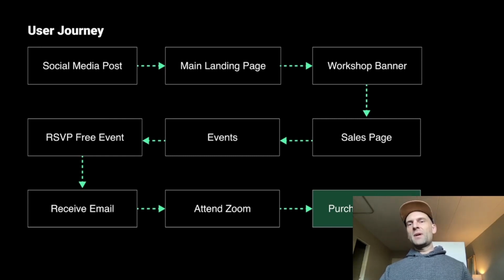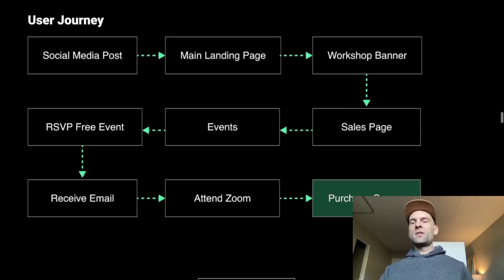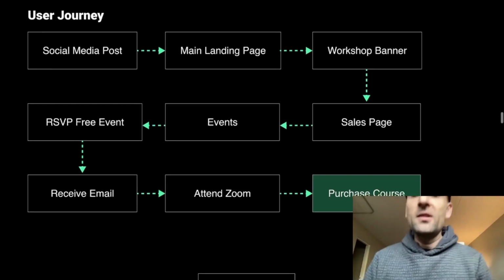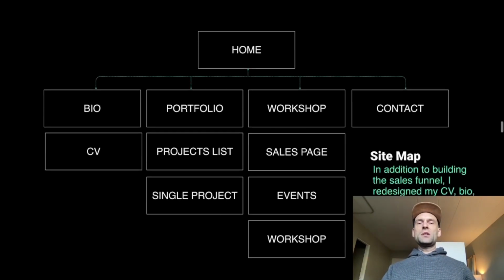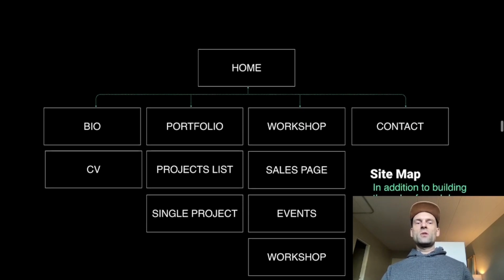That would take them to the main landing page, which would describe all the details for the workshop. That would take them to my main website. Then there would be a banner, which would then take them to the sales page with all the details. It would link them to the events, which would be the online courses. They would RSVP to those, which would add them to the mailing list. They would receive an email with the details, including the Zoom, and then eventually to the online course, which would be done on Zoom.